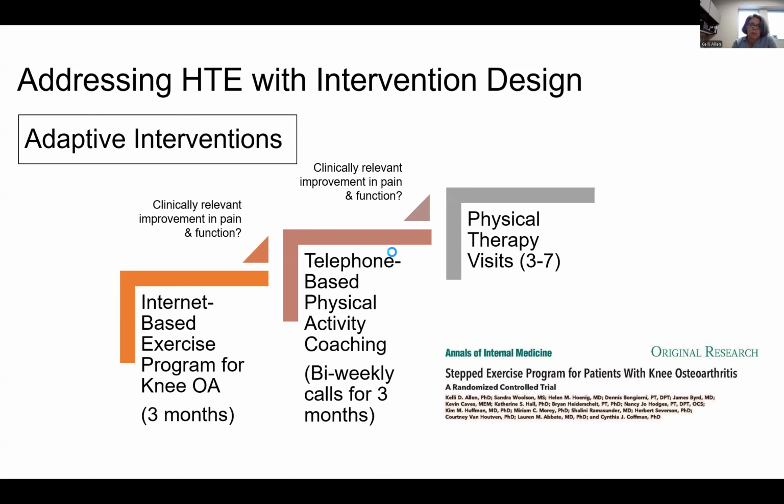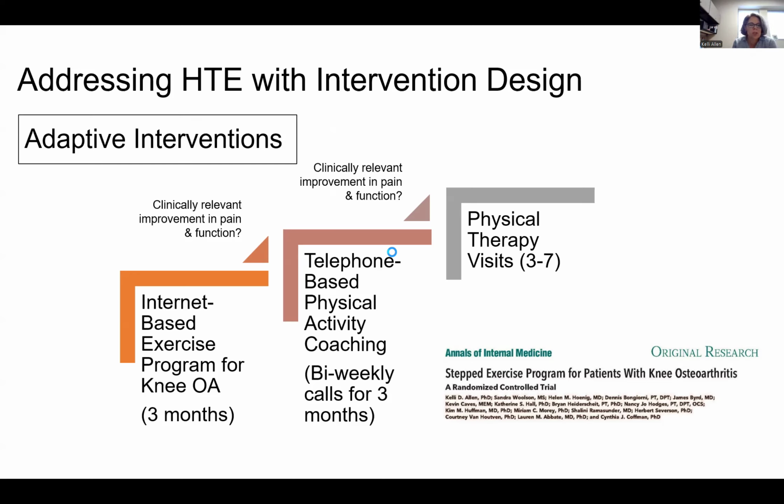We followed people for another 3 months, again looking for clinically relevant improvements in pain and function with an established measure. And then if people had not made improvement at that point, we sent them to physical therapy. So in this particular example, our adaptations were, again, layering on things and a little bit more intensive and specialized kinds of interventions to hopefully get most people to where they're seeing clinically relevant improvement in function.